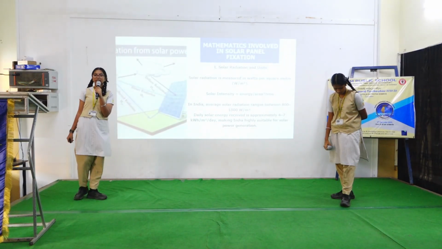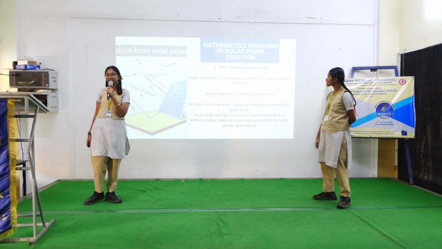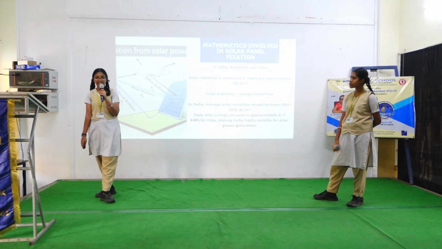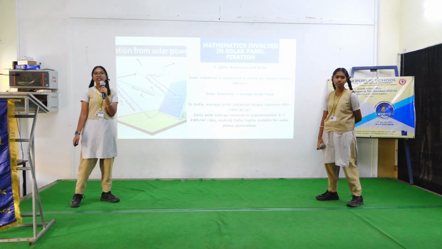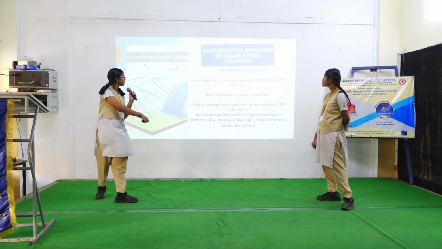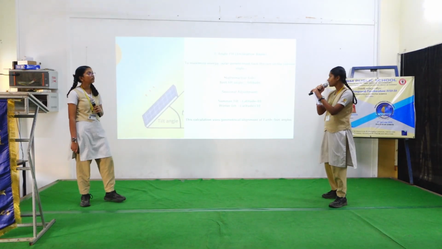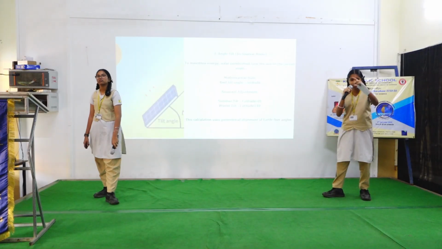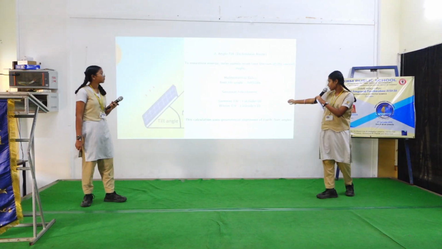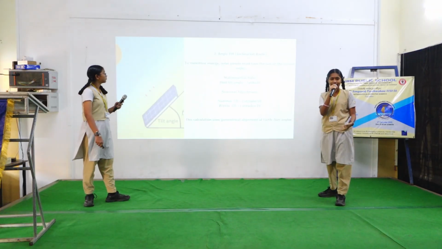Now we have mathematics involved in solar panel fixation. First, solar radiation and units. The solar radiation is measured in watts per square meter, and the solar intensity is equal to energy by area into 10. In India, average solar radiation ranges between 800 to 1000 W/m². Second one is angle of tilt. To maximize the solar energy, the solar panel should be facing the sun directly, and it also depends on the latitude of the location. In summer, the latitude should be decreased by 10 degrees, and in winter, the latitude should be increased by 10 degrees.